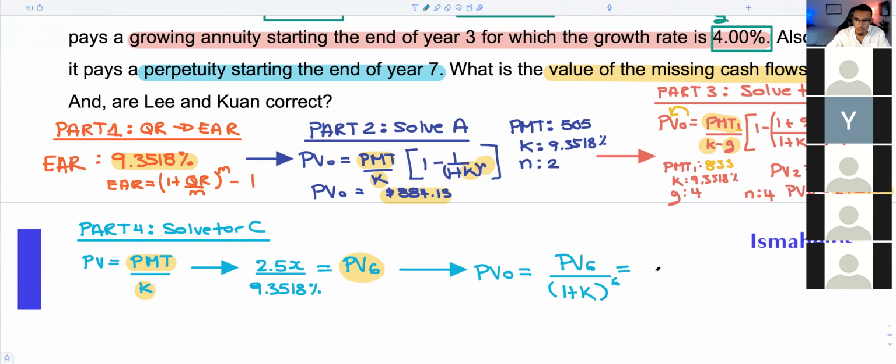In other words, we would have something really strange going on. We would have this right here. We could write it as 0.093582.5x over 1.093518 to the power of 6. Okay, this is what our abomination would look like.